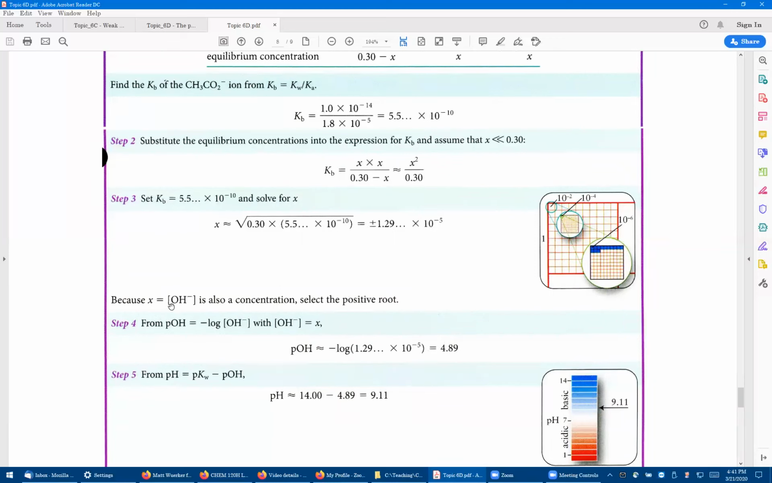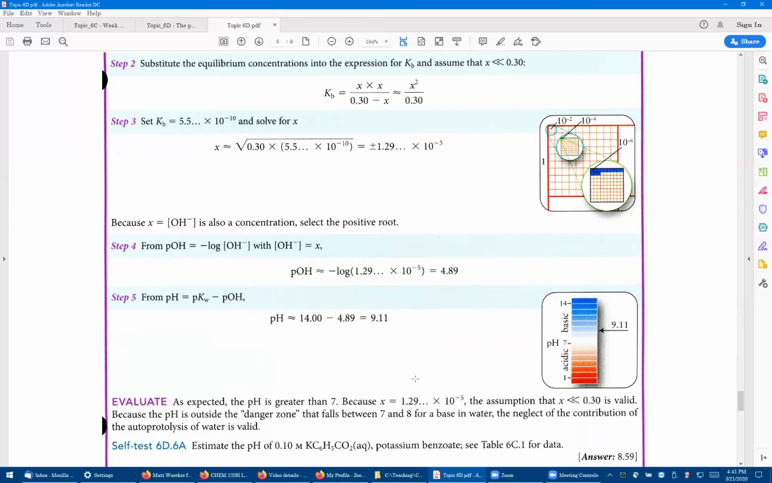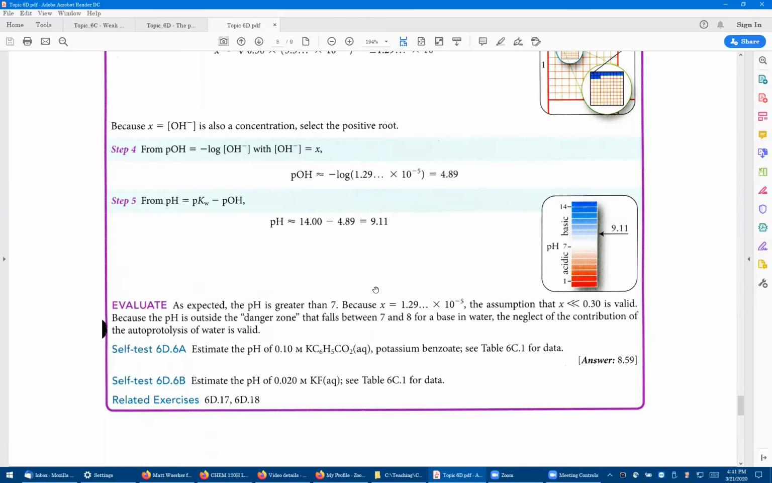So now we can get the pOH by taking minus the log of that hydroxide concentration, which is 4.89. Now that we know the pOH, the pH is 14 minus that. That's this last step down here. It turns out to be 9.1, which is indeed higher than 7. So it's a basic solution, as we expected, and the assumption that x is much less than 0.3 is valid, because x turns out to be only 1.3 times 10 to the minus 5, which is 4 orders of magnitude less.